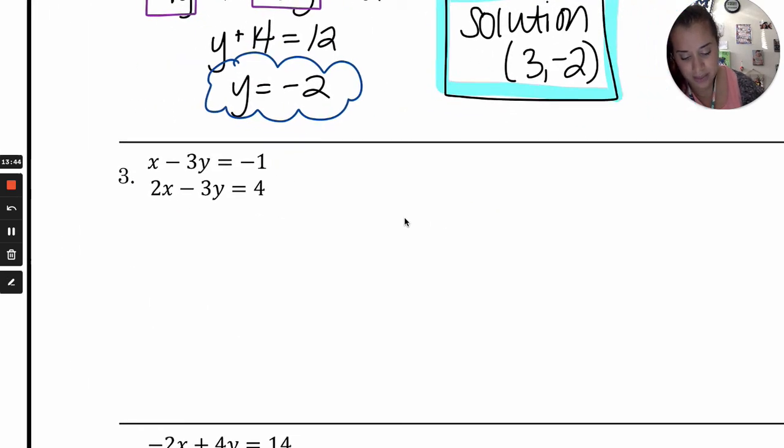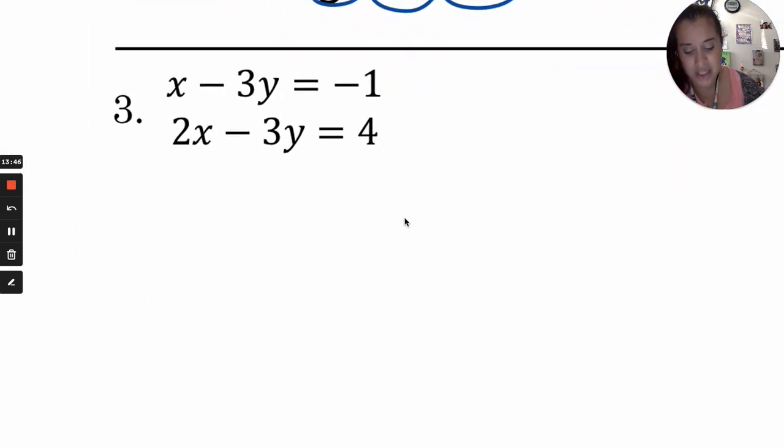So the next one. Looking at number 3, the first thing I notice is that not a single one of them is solved for a variable yet. So I'm going to pick which one I want to solve for a variable. Which one do I think would be the easiest to solve for a single variable? Okay, and I notice that the x doesn't have a coefficient in front of it. It's just straight up x. Okay, so I'm going to solve that one.